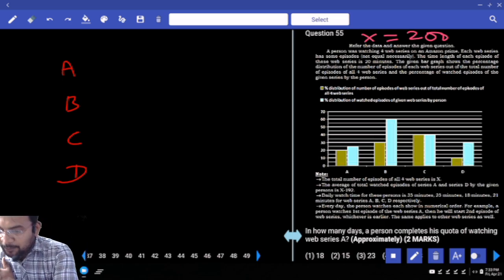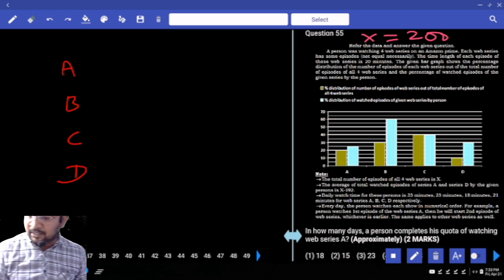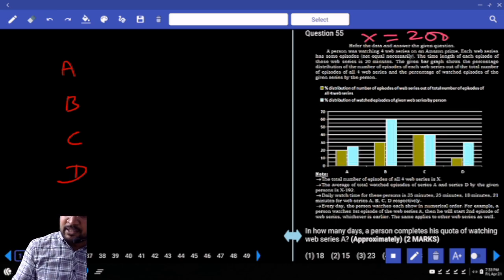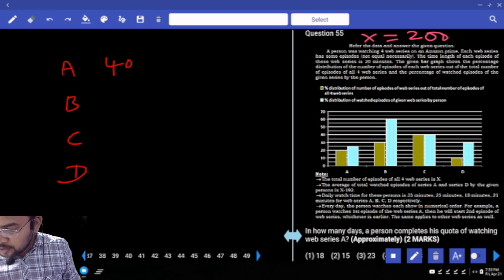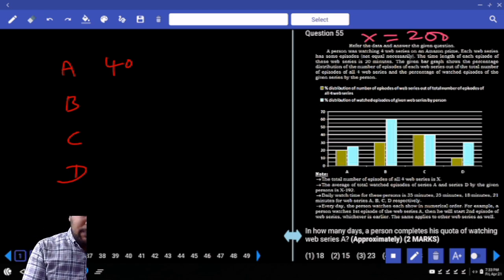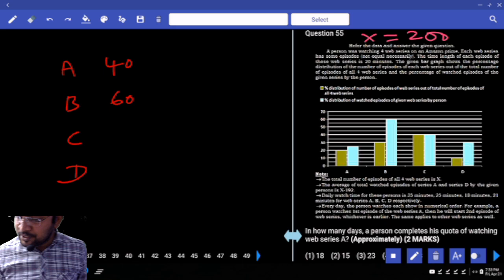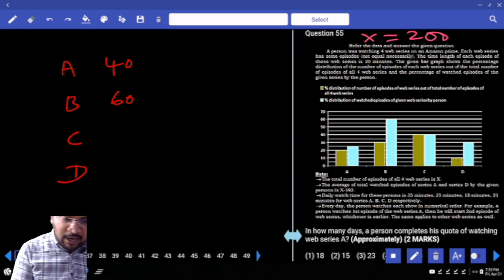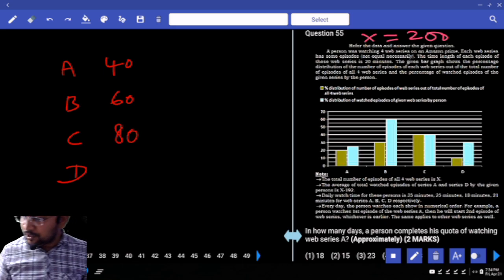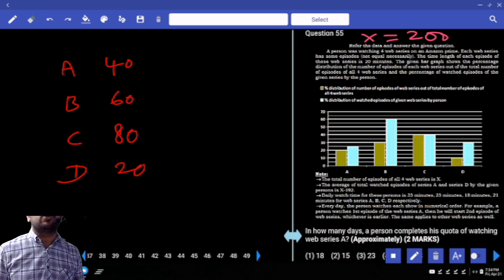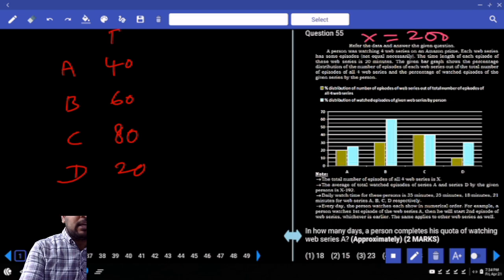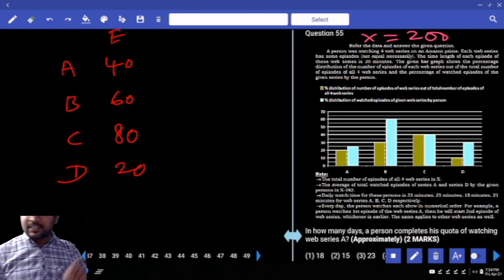Now observe carefully here. A is how much percentage in the bar graph? 20%. 20% of 200 is 40 episodes. B is 30%, which is 60 episodes, and C is 40%, which is 80 episodes. D is 10%, which is 20. Together it is 200 episodes. These are the number of episodes. Are you clear? Second statement is what?